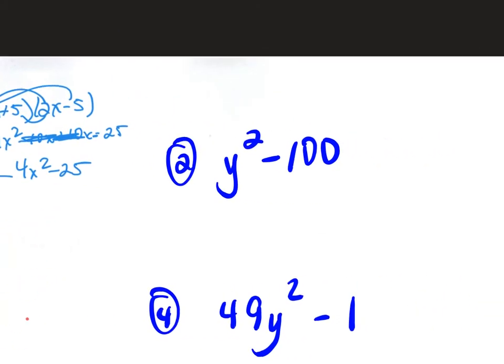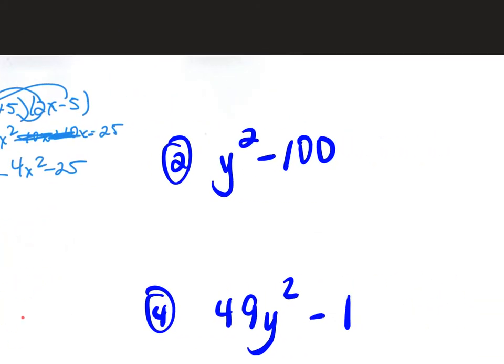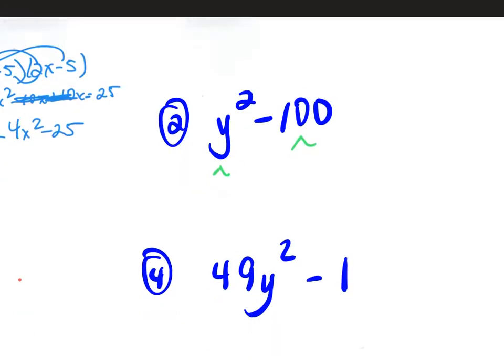All right, let's look at number 2. 2 terms. Is there a minus sign in the middle? Yes or no? Yes. Okay, so check. Are these perfect squares? What times what gives me y squared? Y and y. What times what gives me 100? 10 and 10. So my 2 parentheses are going to look exactly the same. Y in the front, 10 in the back, and then what are my signs?